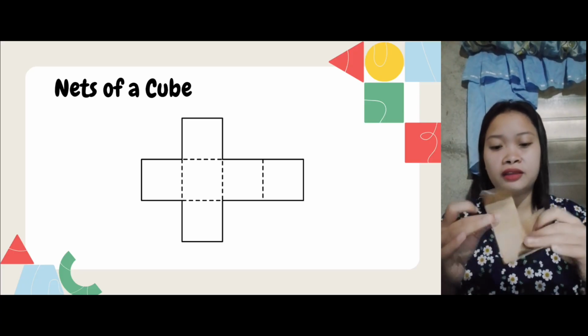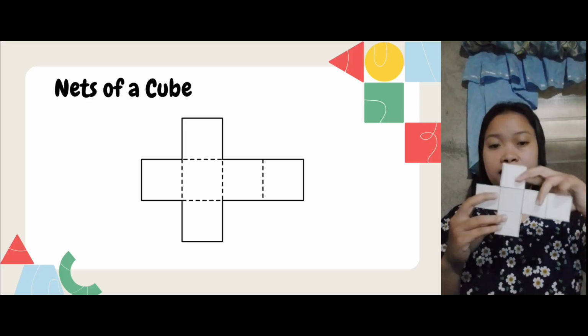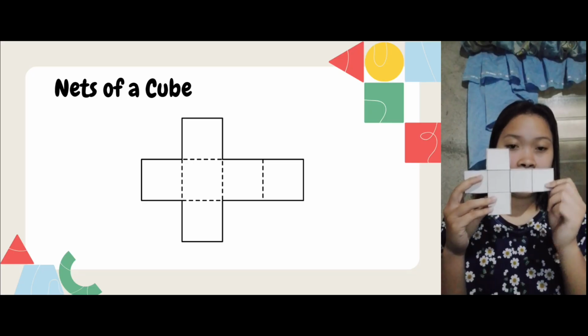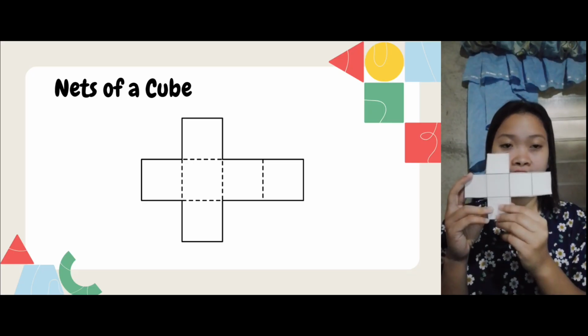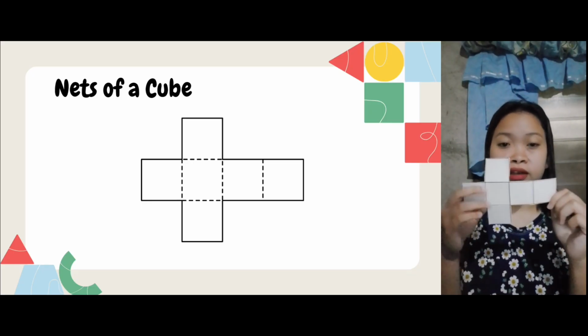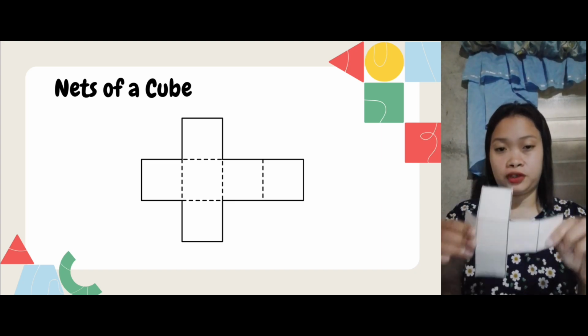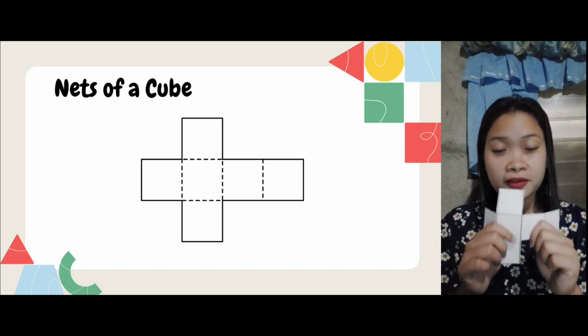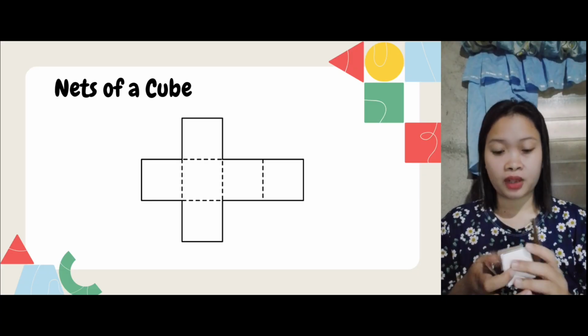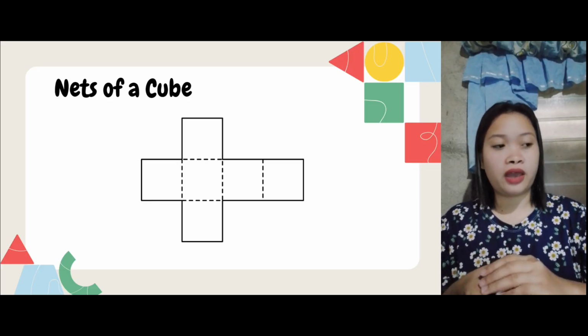So, mao ni siya ang nets of a cube, guys. Okay. So, pila ka faces? 6. Ang vertices, 8. And ang edges is 12. Mao ni siya ang nets of solid figure. So, nets sa cube. So, maghatag pa kog laing example.